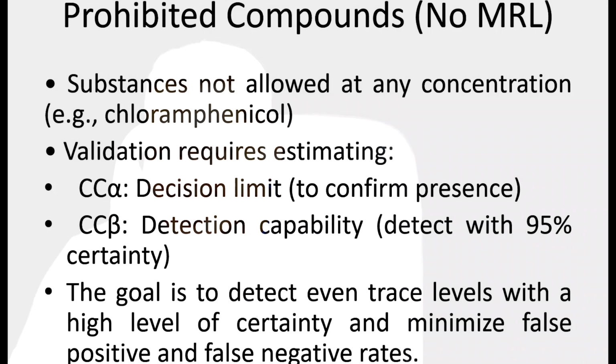And as I said, Europe determined a minimum required performance limit for these compounds for the analytical requirements, such as chloramphenicol. In this case, validation requires estimating CCalpha, which is the decision limit, to confirm the presence of the analyte in the sample. You are highly confident that the compound is present in the sample. You decide this. Then CCbeta, another level of certainty, which is the detection capability, to detect with 95% certainty. The goal is to detect even trace levels with a high level of certainty and minimize false positive and false negative rates, as I explained before.